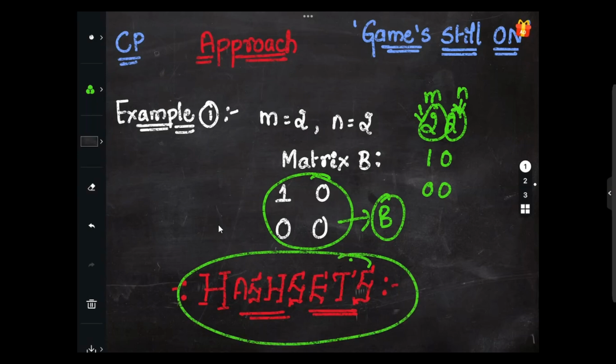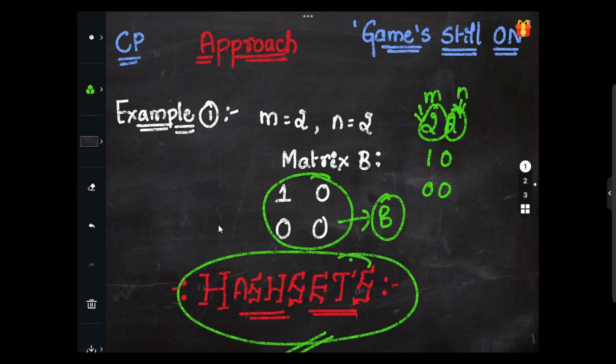So we are going with a hash set approach. I hope this is clear. Just keep this in mind. Basically, we'll be making use of two hash sets in this case. So just remember, we will be going with the hash sets approach.